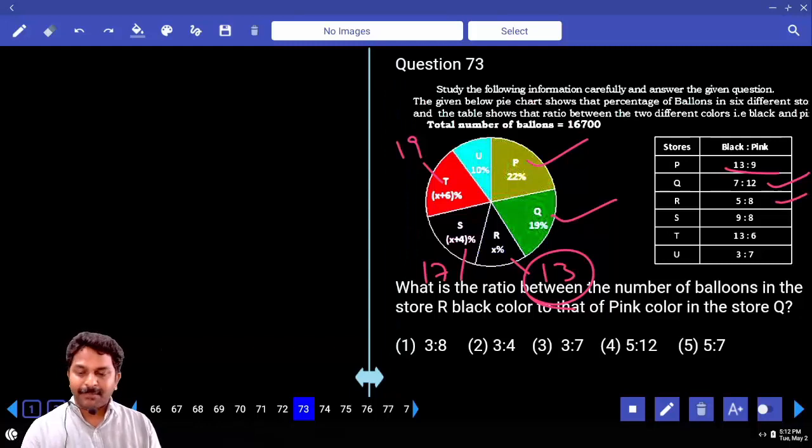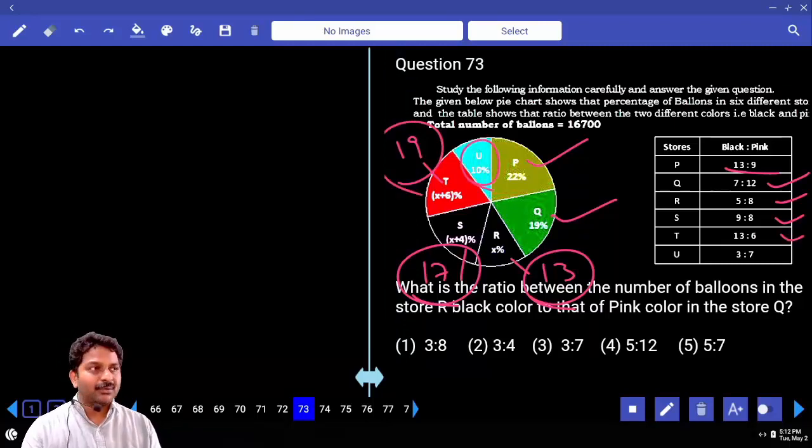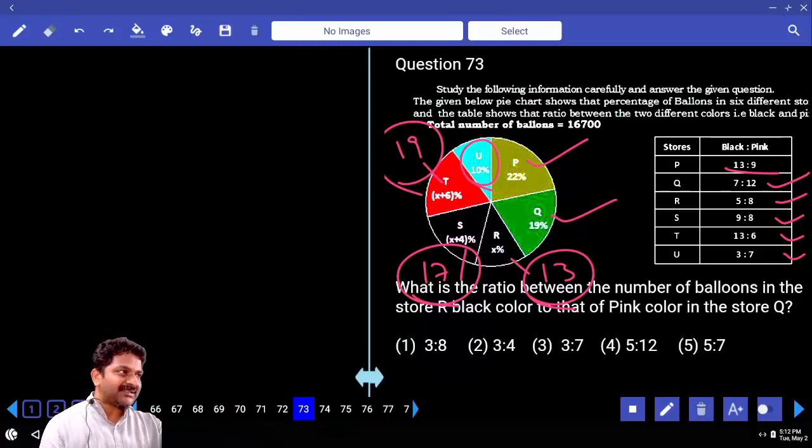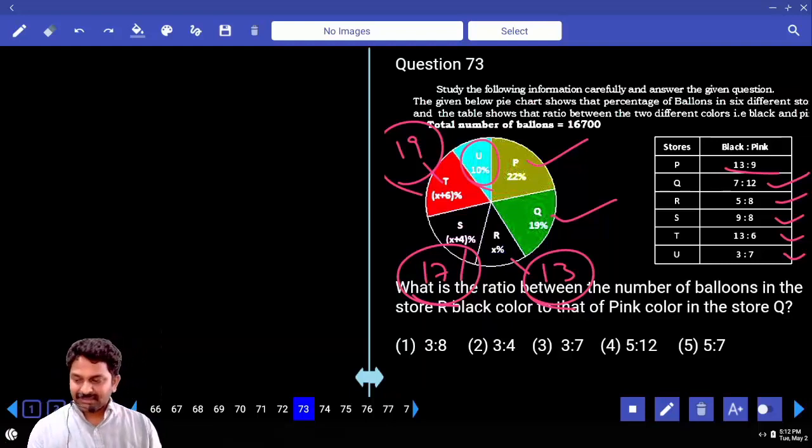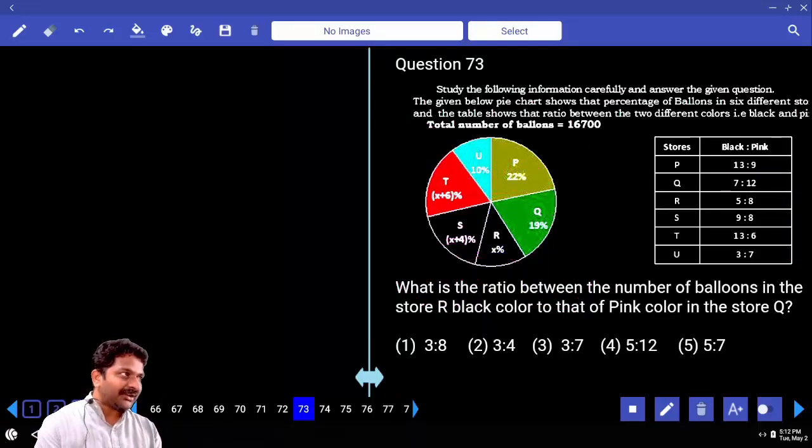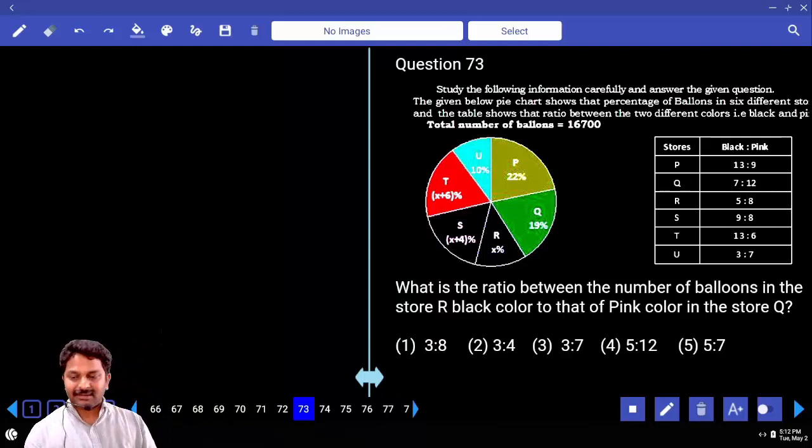13%, 13 parts. Yes. 17%, 17 parts. T, 19%, 19 parts. U, 10%, 10 parts. So you know that each percentage is equal to 1 part in every store. Yes? So that's the advantage. So don't convert into numbers. Let's do it when it is really required.